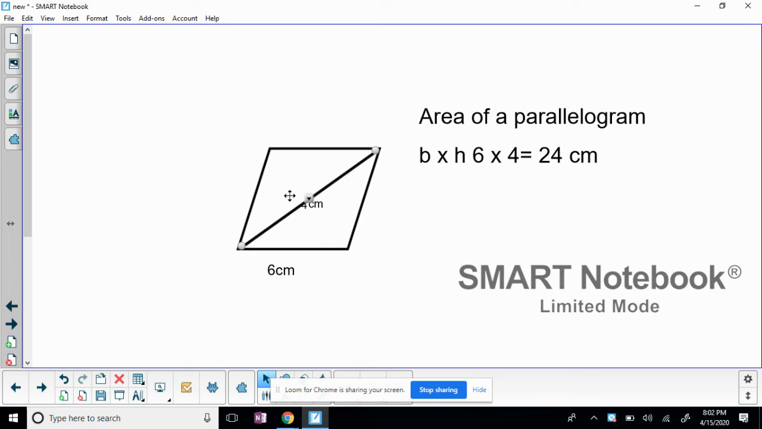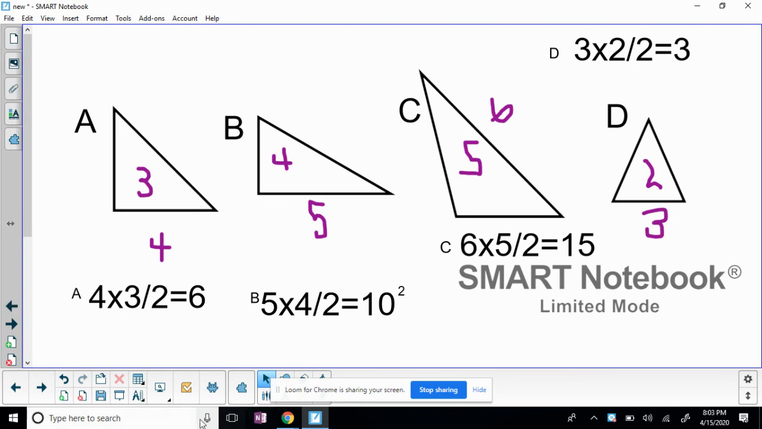So think of it like this. Breaking down 24 centimeters into 12 centimeters and 12 centimeters. Okay? So the area of the parallelogram is 6 times 4. But when we calculate triangles, it's always important to divide by 2. Okay, you see that? You see how the parallelogram can be recognized as 2 of these? That's why, right?